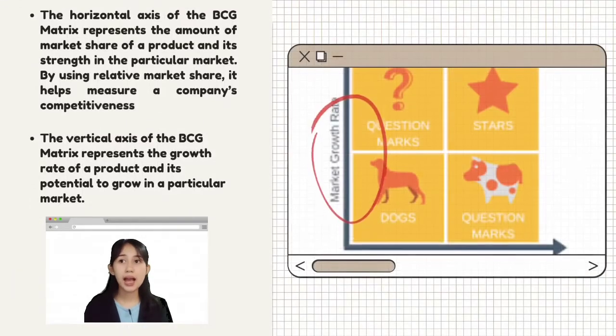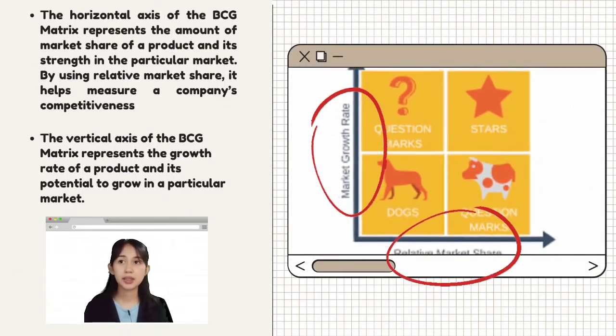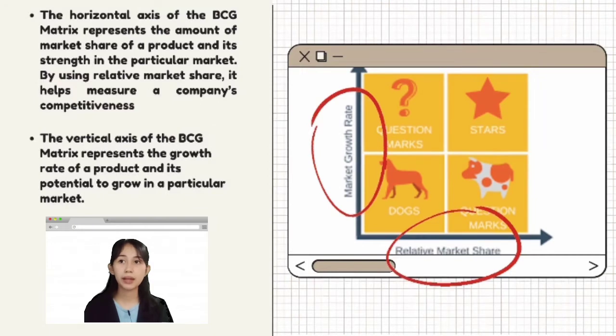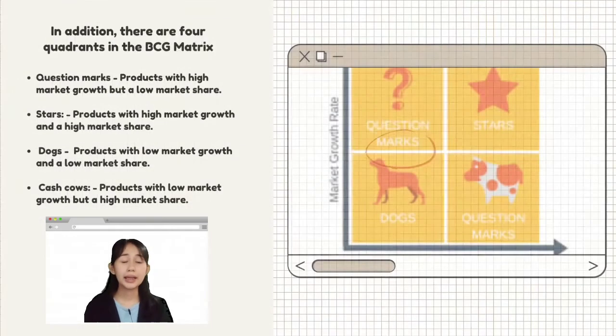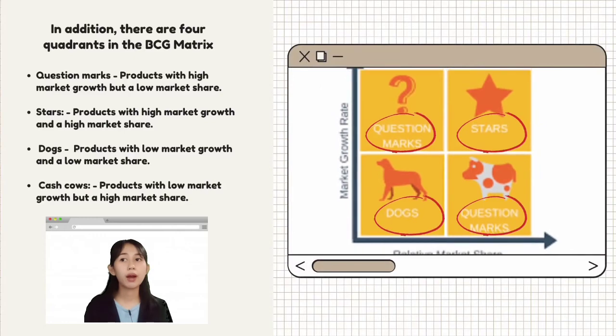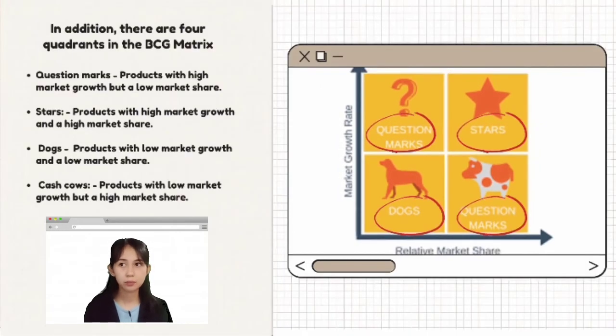The horizontal axis of the BCG matrix represents the amount of market share of a product and its strength in the particular market. By using relative market share, it helps measure a company's competitiveness. The vertical axis of the BCG matrix represents the growth rate of a product and its potential to grow in a particular market. In addition, there are 4 quadrants in the BCG matrix.